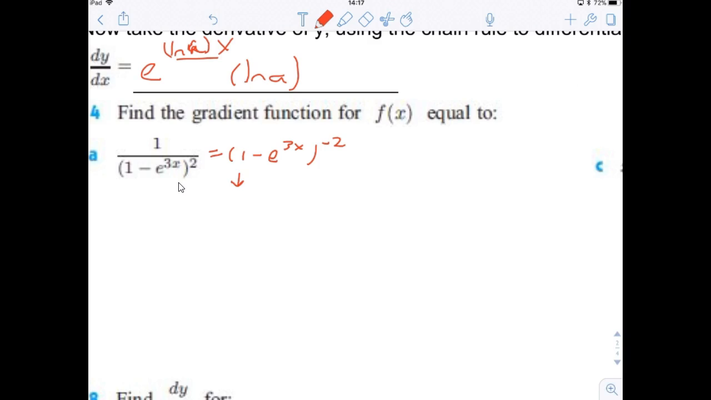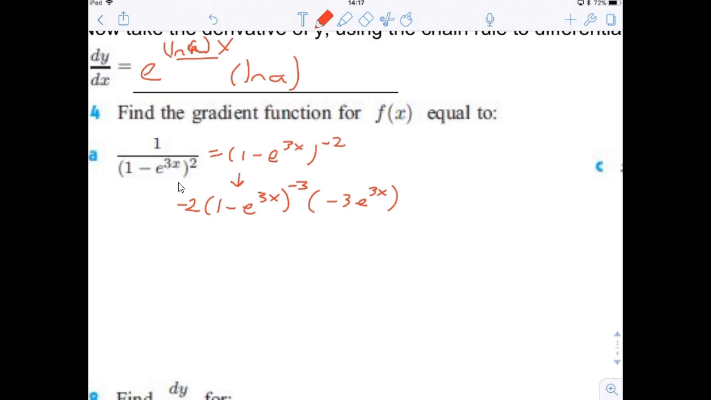When we take the derivative, we do the power rule. So we take the exponent, put it out front, and rewrite the inside. Then we decrease the exponent from negative 2 to negative 3. And then we have to do the chain rule on what's inside. So what's on the inside? 1 minus e to the 3x. How do we do the chain rule of that? The derivative of 1 is just 0. The derivative of negative e to the 3x is negative 3 e to the 3x.